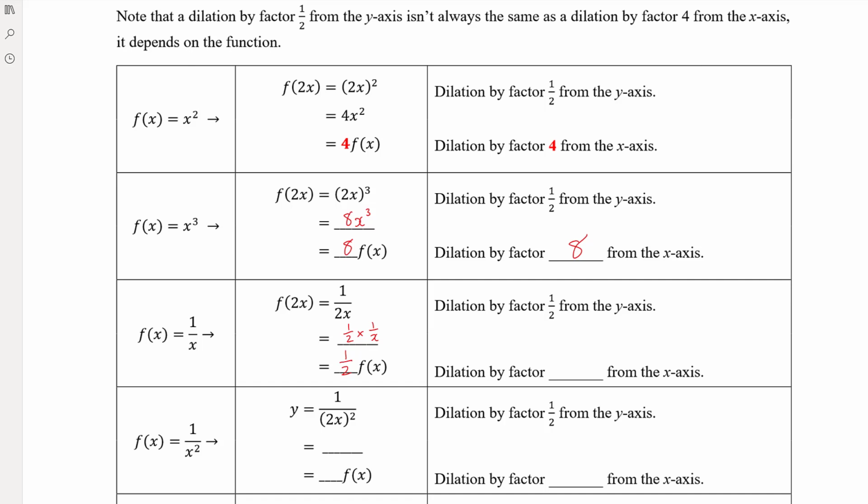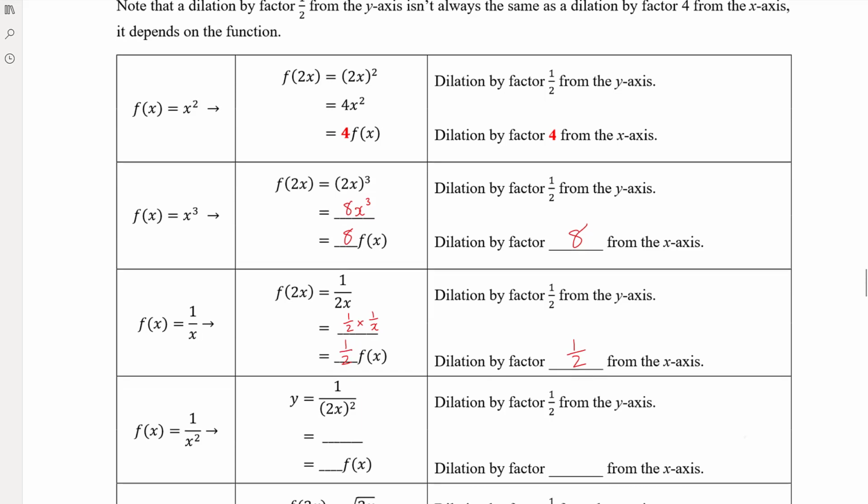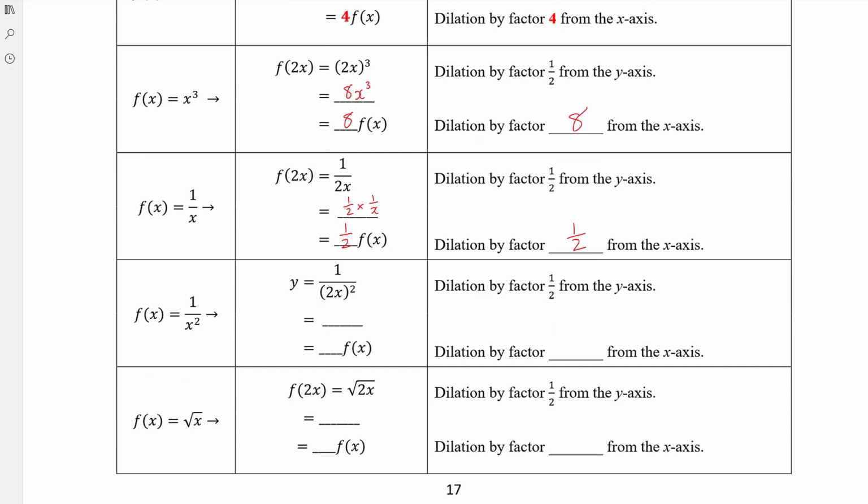So in the case of the hyperbola, dilation by a factor of half from the y-axis is the same as dilation by a factor of half from the x-axis. Okay? But again, not true for all function types, just true for the hyperbola.